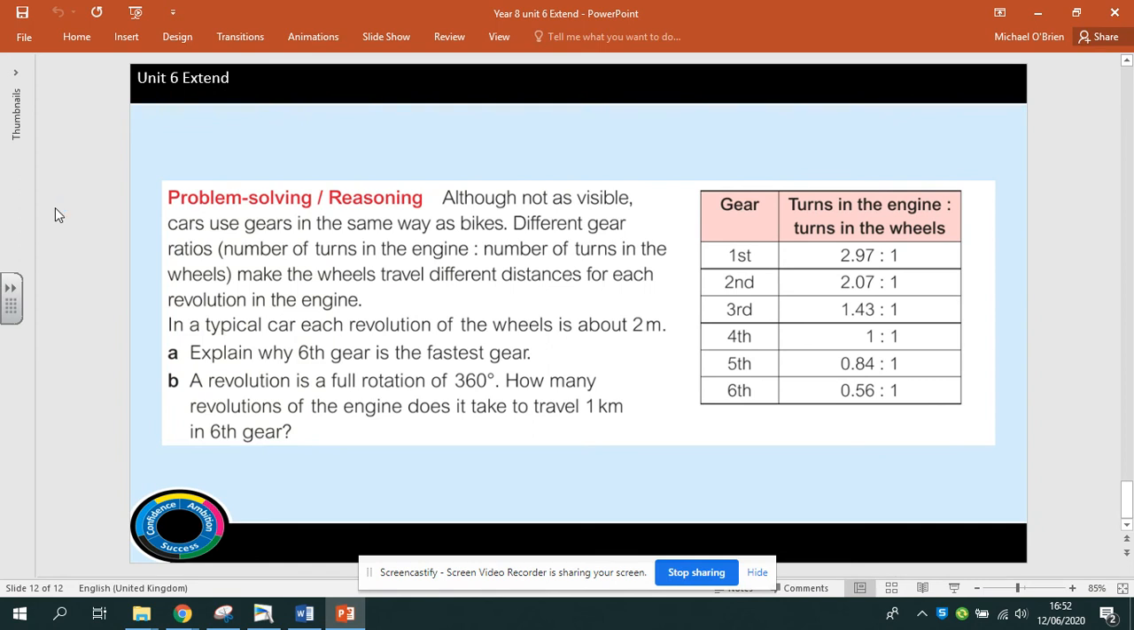Explain why 6th gear is the fastest gear. And a revolution is a full rotation of 360 degrees, so it's a full turn, it's called a revolution. How many revolutions of the engine does it take to travel 1 kilometer in 6th gear? Okay, when you're ready, pause the lesson and return back to it when you've got some answers to review.